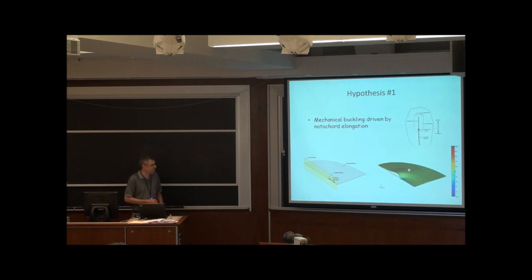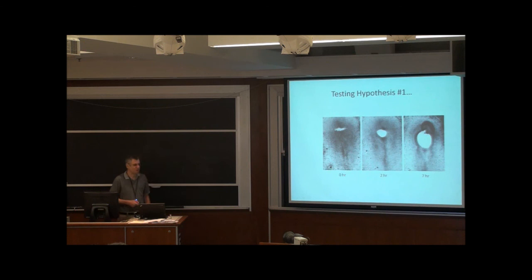And when we do that, we see that it pushes the plate up, makes it buckle into a crescent-shaped fold, which looks somewhat like what you might expect it to look like. Problem is that really the cross-section is not really right. We could have probably modified this, but instead we do an experiment to see if the notochord really does play a major role. And so this is an embryo.